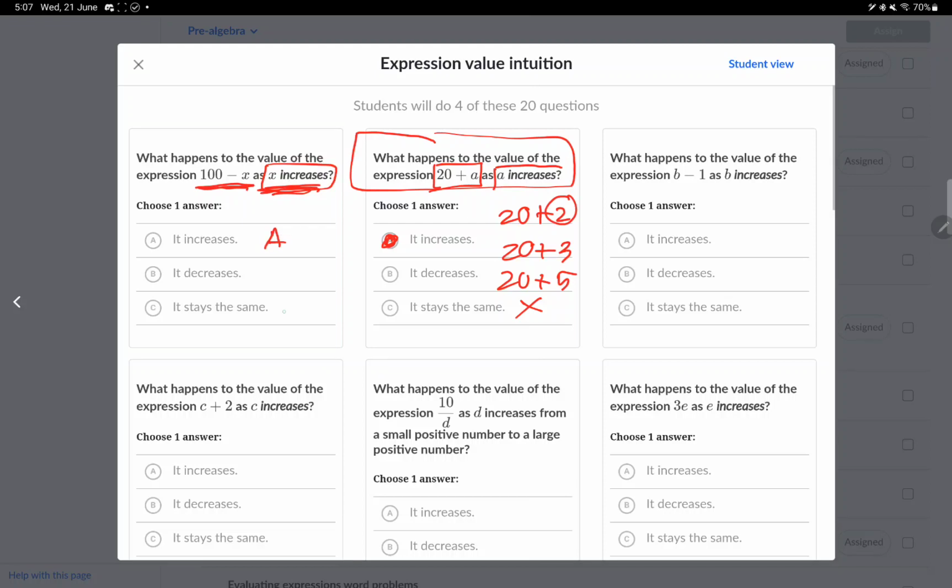Increases. So Avina, Evelyn, the answer is it decreases. I said that the first time. Then you change your answer. You gotta hold fast to your answer. Why? So let's have a look at what happens when x increases.